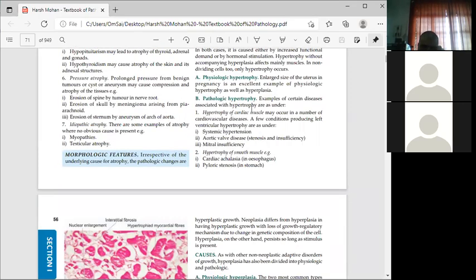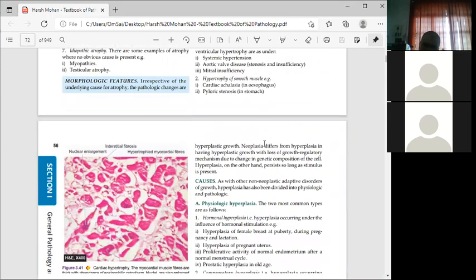Pathologic hypertrophy. How does pathologic hypertrophy occur? Examples of certain diseases associated with hypertrophy are as under. Hypertrophy of cardiac muscle may occur in a number of cardiovascular diseases. A few conditions producing left ventricular hypertrophy are systemic hypertension, aortic valve disease, stenosis and insufficiency, then mitral insufficiency.